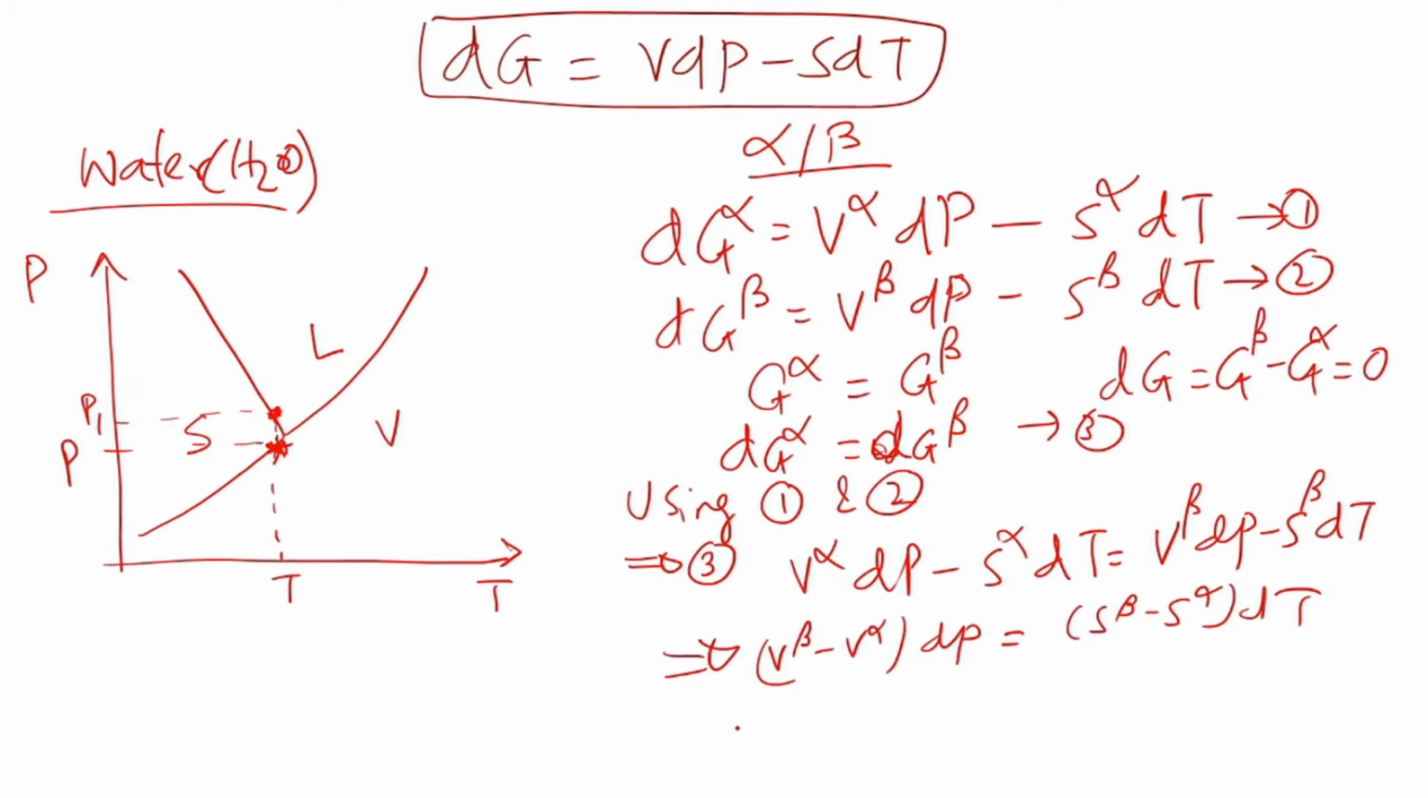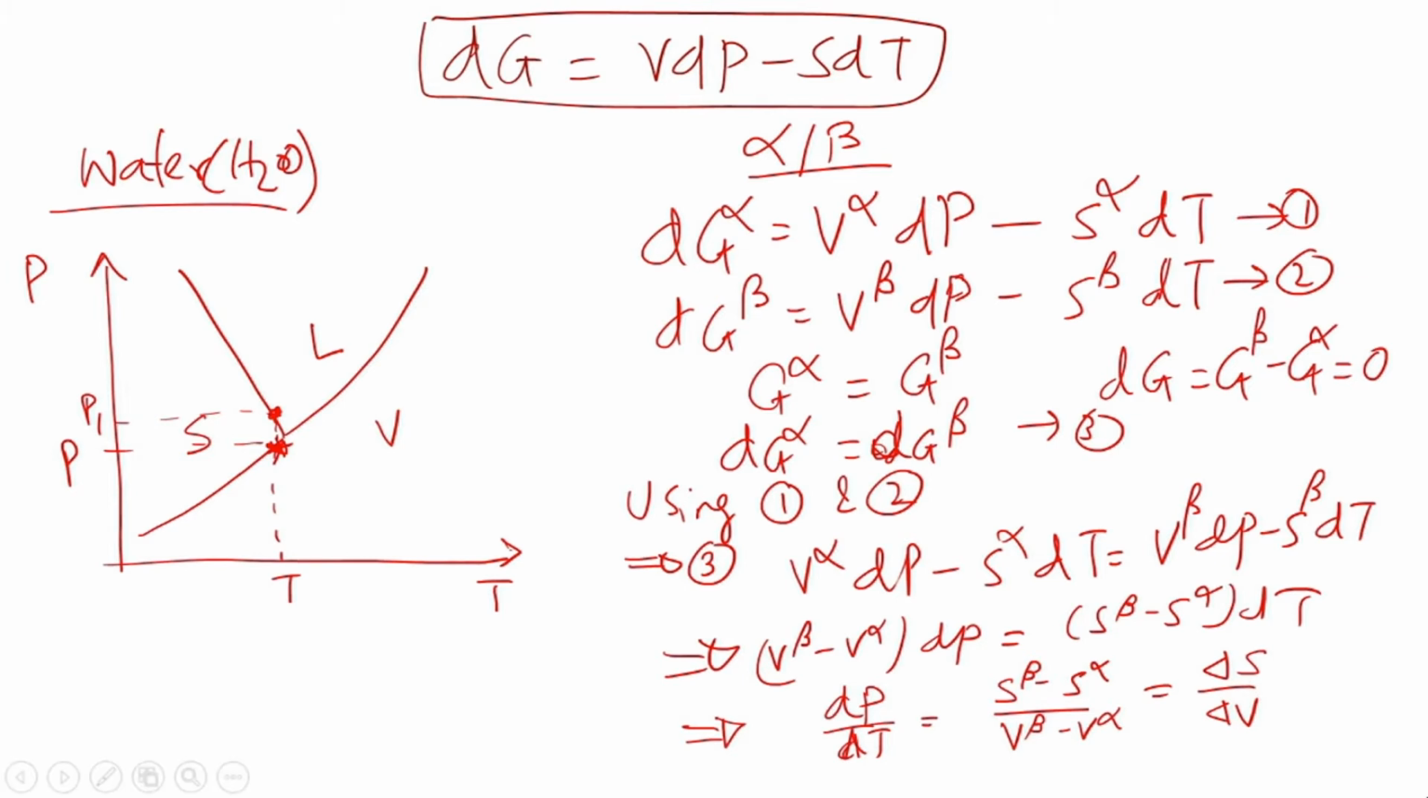I get a very simple thing, that is dP by dT is equal to S beta minus S alpha by V beta minus V alpha. Right, let me erase it. I like erasing. So that is nothing but delta S by delta V. Change is written as delta S, delta V.